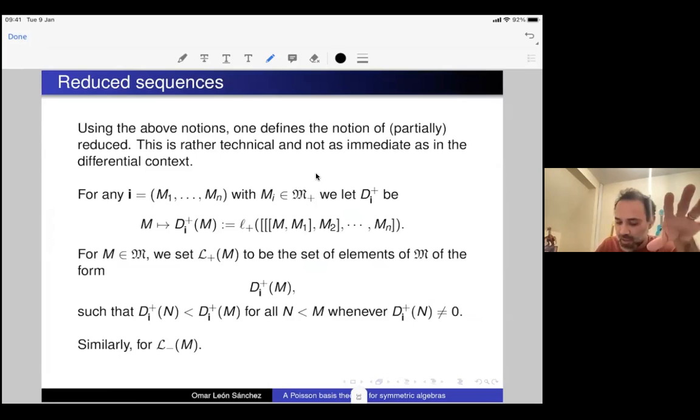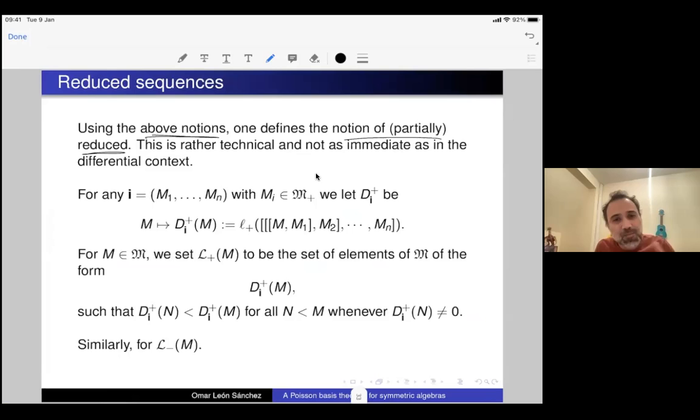The point of these three slides is that now that you have the notion of leader and separand and all these things, you can define, just as in the differential polynomial ring, the notion of reduced, where you eliminate some variables by taking some derivatives. And then you say things are reduced if no proper derivative of this appears in this. It's kind of the same thing, but a little bit more subtle than that.